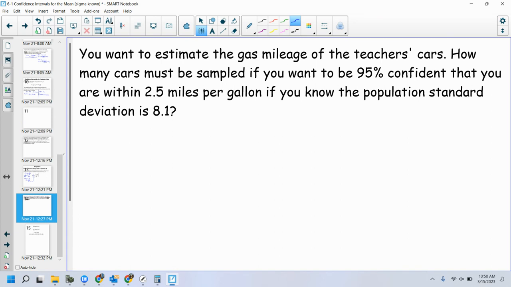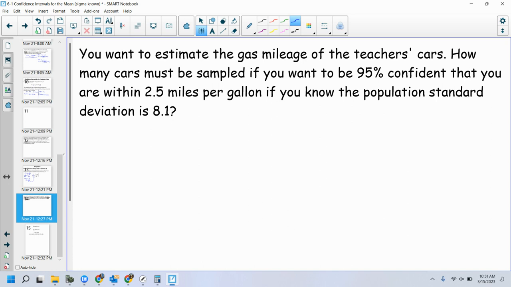You want to estimate the gas mileage of teachers' cars. How many cars must be sampled if you want to be 95% confident that you're within 2.5 miles per gallon, if you know the population standard deviation is 8.1? And this is all reasonable. The only thing maybe unreasonable is the fact that you know the population standard deviation. That seems weird. How do you know the population standard deviation if you don't know the population mean? But again, that'll come tomorrow when we don't know the population standard deviation.